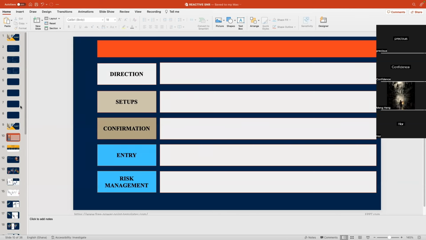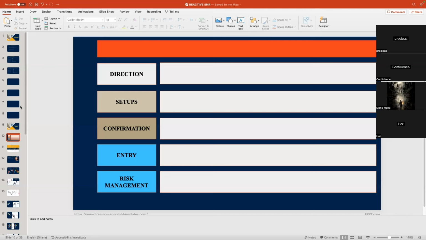So when you are building a trading system, there should be 5 key components. Before you enter a trade, all those 5 key components should be present before you take the trade. Okay. So the first thing is direction. In your trading system, you should have a definition of what your direction is. You should understand what the direction is.